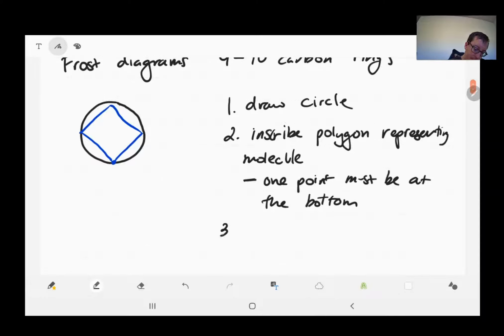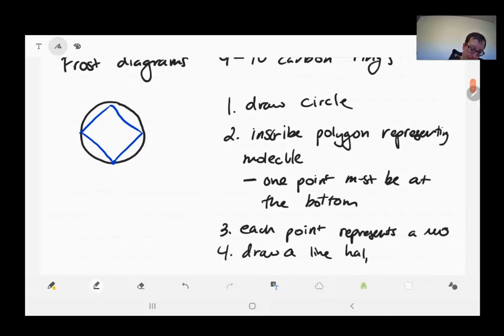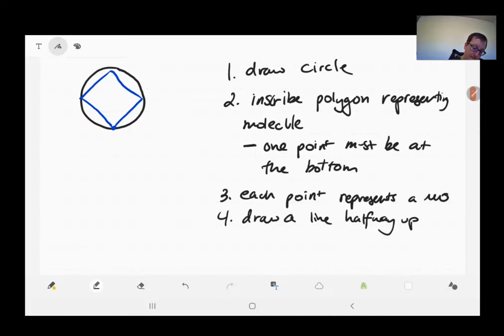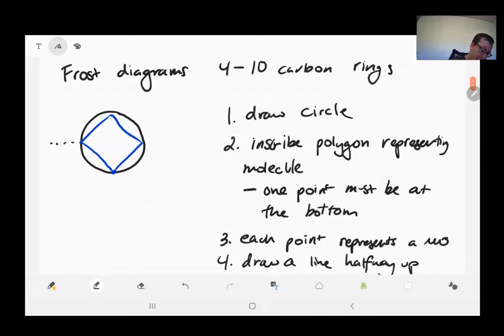And then each point represents a molecular orbital. Then we draw a line halfway up, and we're going to see what that looks like. If we draw our line halfway up, it's going to cut through those 2 points, and we see that this is the anti-bonding up here, and these are the bonding orbitals down here. So if we draw the froth diagram for this one, we're going to have orbitals like so.